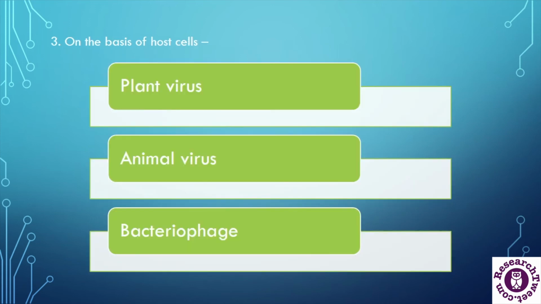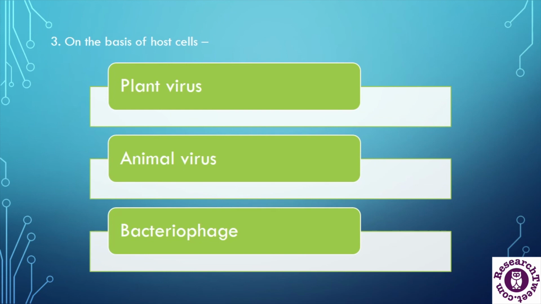Now, the third criterion for classifying viruses is the host cell. On the basis of the host cells infected by these viruses, viruses can be classified into plant virus, animal virus, and bacteriophage. Plant viruses are those which infect plants, and their genetic material is mostly RNA, which remains enclosed in a protein coat. They cause different diseases in plants, like tobacco mosaic virus, potato virus, and many others.